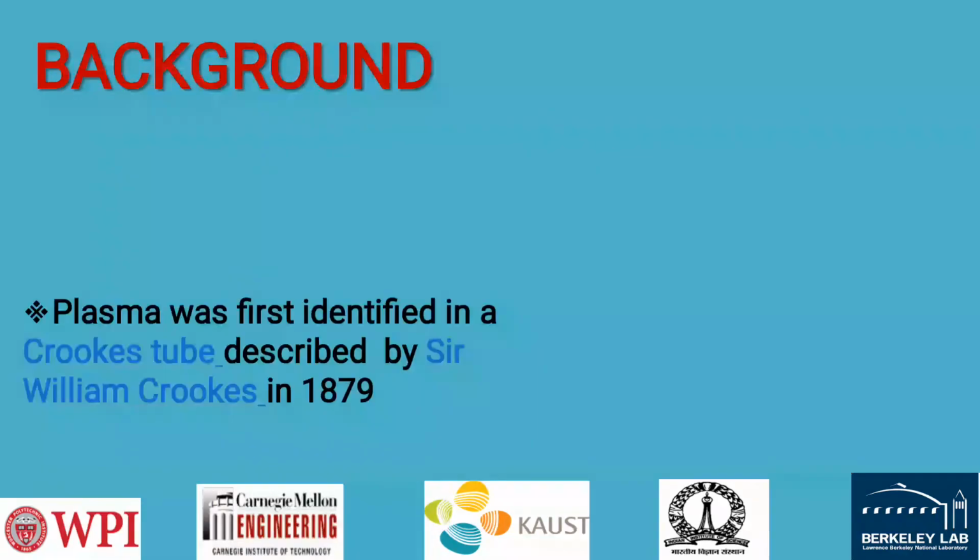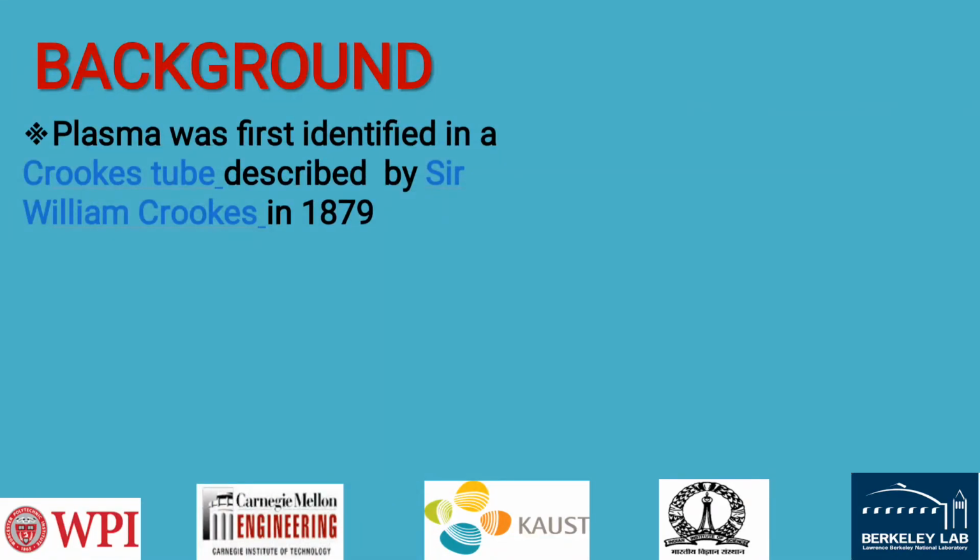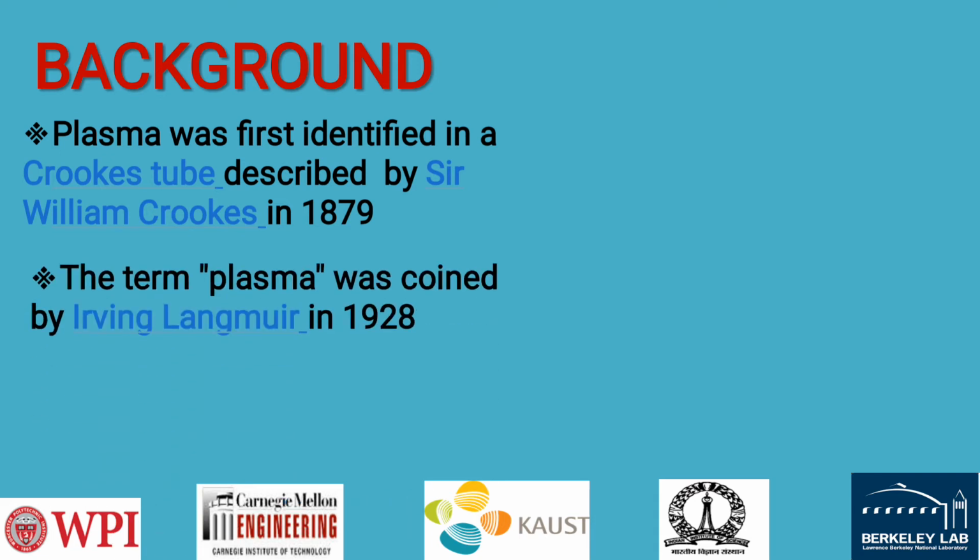So who discovered plasma? Plasma was first identified in a Crookes tube, described by Sir William Crookes in 1879. Then the term plasma was coined by Irving Langmuir in 1928.